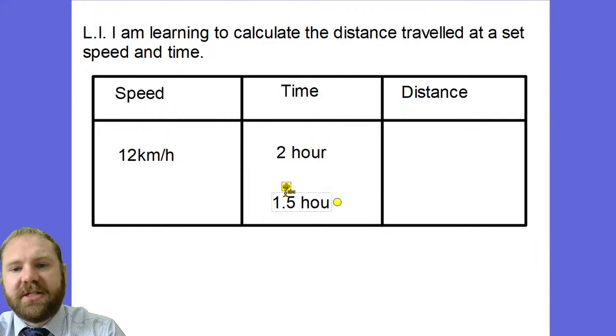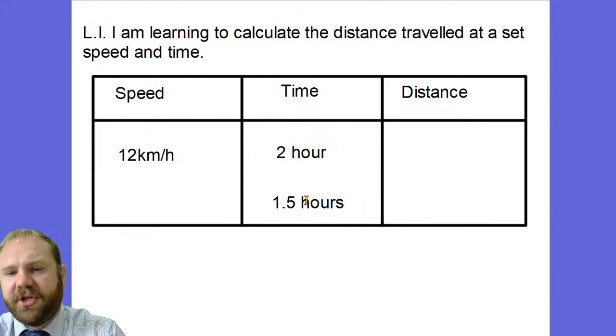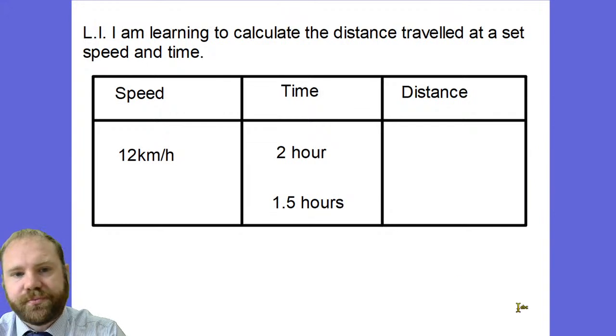So the 2 hours one is like your mild one. Okay, so this is the mild option. This is the spicier option. This one's a little bit harder, a little bit more challenge involved in that. So 12 kilometers per hour for 2 hours.